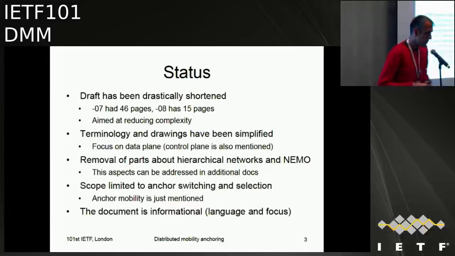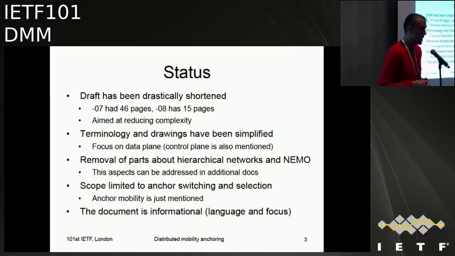On status, as Sri mentioned, version 7 had 46 pages, and we drastically shortened the document because we believe that was one of the main messages from the working group: the document is too long, too complex, and we need to make it shorter and more understandable. Now version 8 has 15 pages. Due to the process, there are still some inconsistencies that we need to fix. Version 8 is not meant to be ready yet, but we wanted a version available for the working group to let us know if this is on the right track or not.